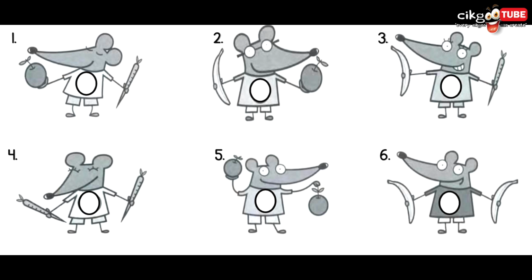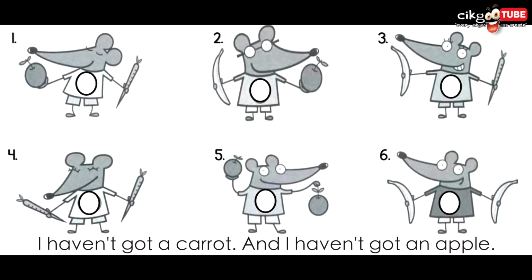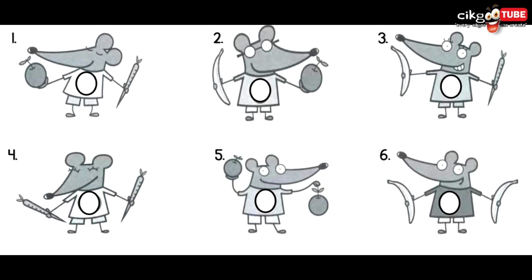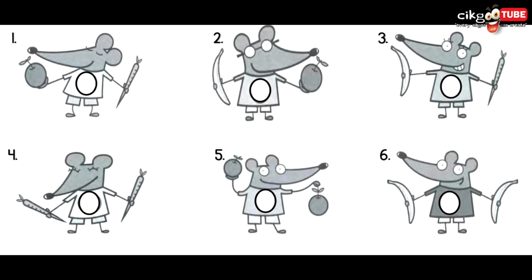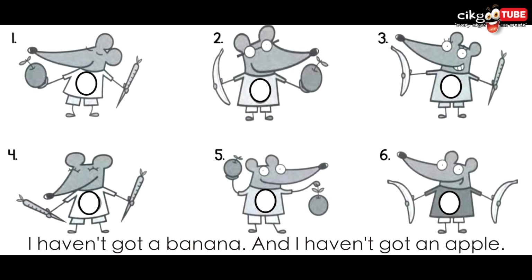Rat D. I've got 2 bananas. I haven't got a carrot and I haven't got an apple. Rat E. I've got 2 apples. I haven't got a carrot and I haven't got a banana. Rat F. I've got 2 carrots. I haven't got a banana and I haven't got an apple.